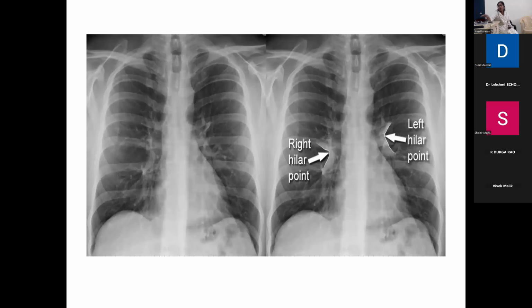So this is the hilum. And the hilum, as you know, is mainly made of the bronchi, pulmonary artery, and veins. So what do you look for in the hilum? Most of the time, the hila will be at the same level. But sometimes the left hilum can be at a higher position than the right hilum, which is also normal. It need not be at the same level as in this X-ray.